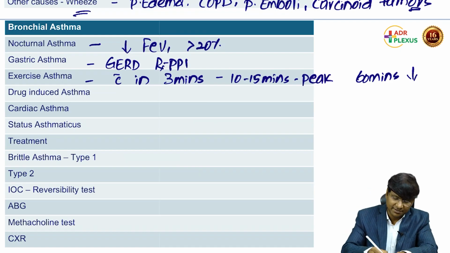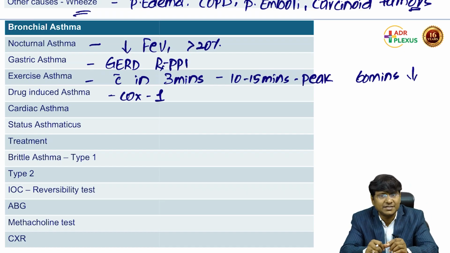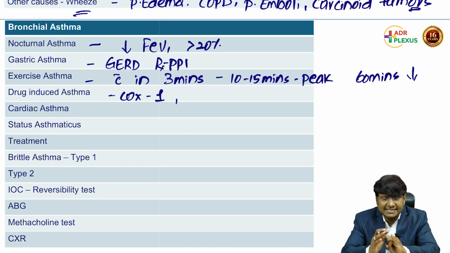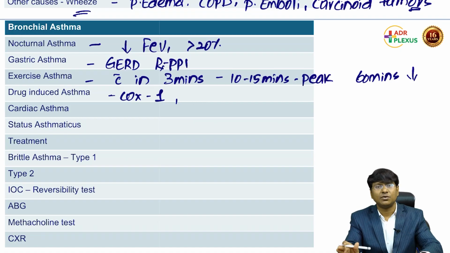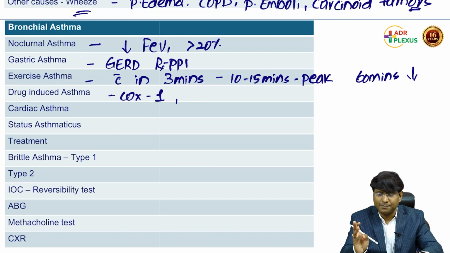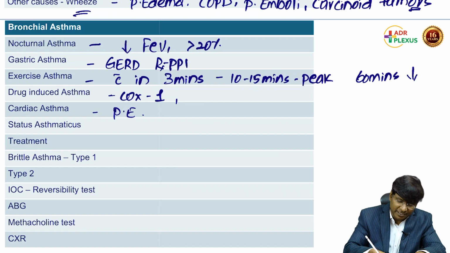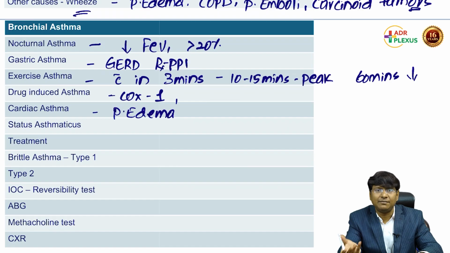Next is drug-induced asthma. Drug-induced asthma is very commonly observed with COX-1 inhibitors, and examples are diclofenac and ketorolac. What these drugs basically do is inhibit the COX enzyme and increase the levels of leukotrienes, which will cause bronchoconstriction. Okay, and even aspirin is a drug which can cause drug-induced asthma. So aspirin, diclofenac, and ketorolac. Cardiac asthma is secondary to pulmonary edema, and that can be seen in left ventricular failure or left-sided valvular pathologies, MR, MS, AR, and AS.